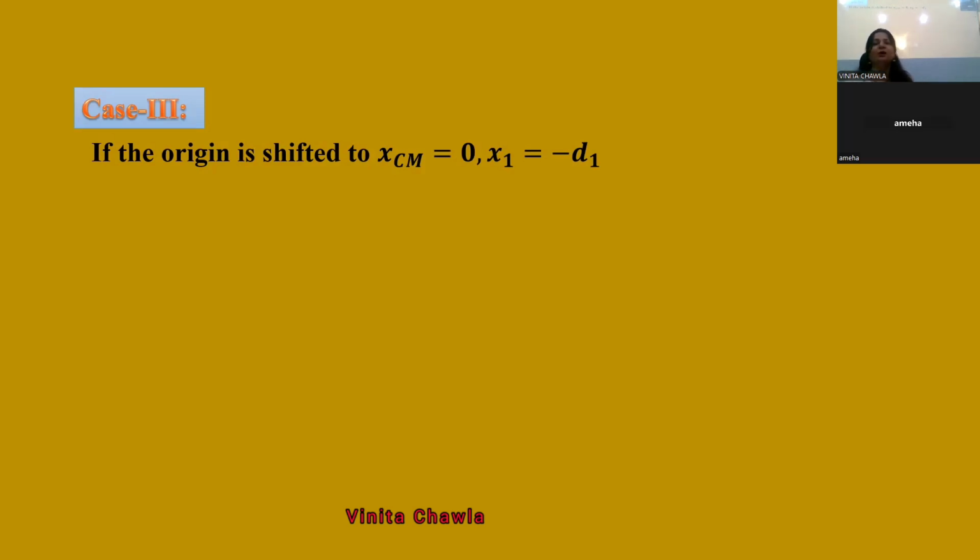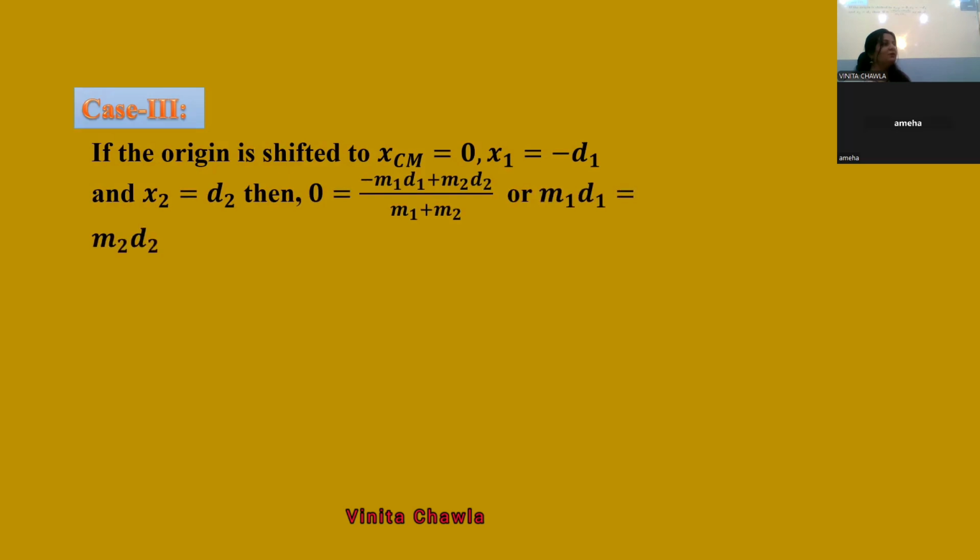So XCM is 0 and X1 is minus D1. D1 is the distance between XCM and M1. D2 is the distance between XCM and M2. D1 डिस्टेंस है XCM और M1 में, D2 डिस्टेंस है XCM और M2 में. ठीक बोल रही हूँ ना?